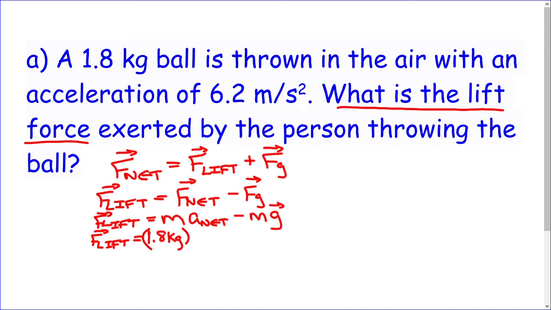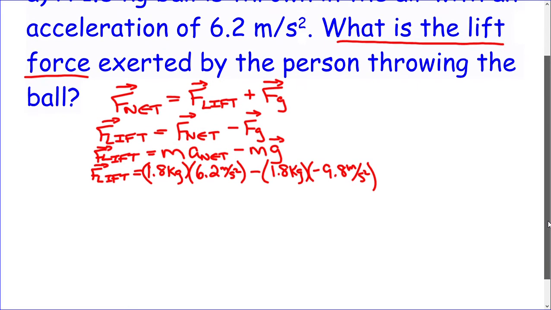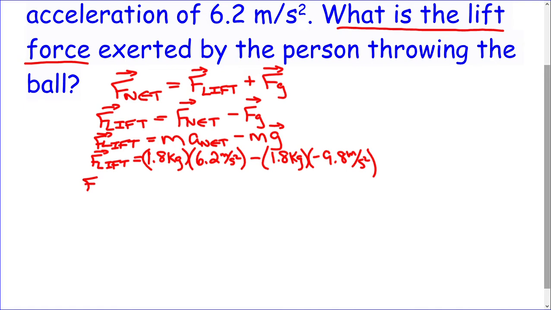And the acceleration from a net standpoint, it's thrown in the air with an acceleration of 6.2 meters per second squared. That's the net acceleration that this thing is experiencing, 6.2 meters per second squared, multiplied by 1.8 kilograms, and my gravity is pulling downward. There's my negative 9.8 meters per second squared. That tells me that my lift force is equal to, and my net acceleration overall was applying 11.16 newtons.